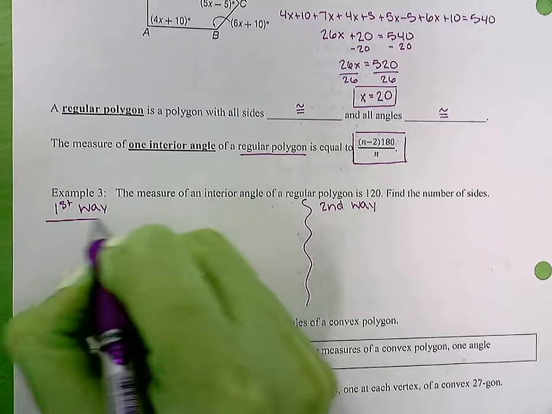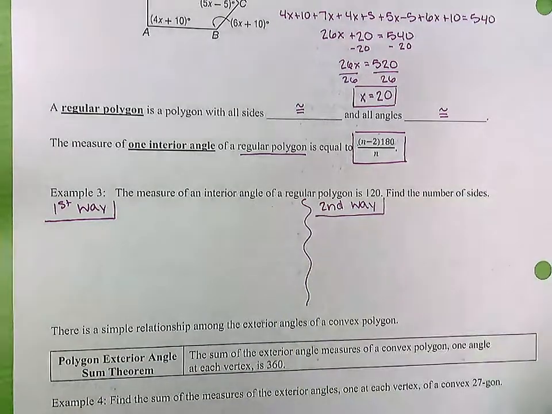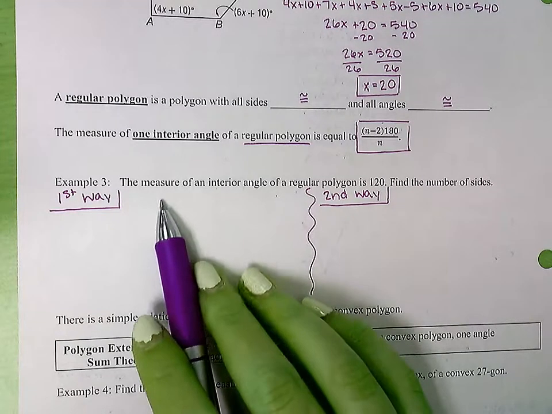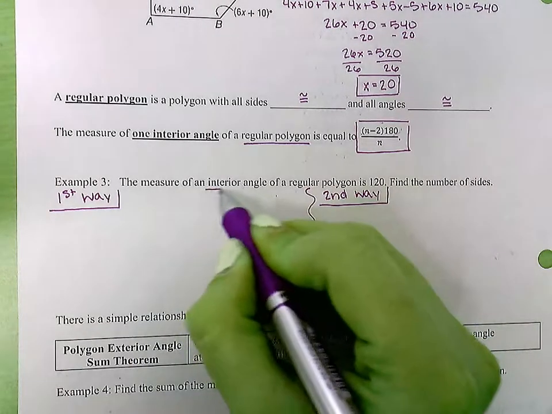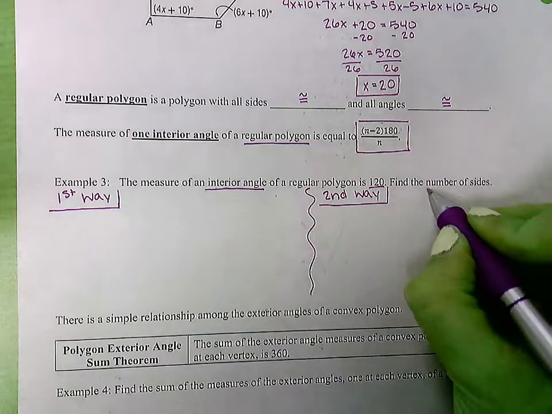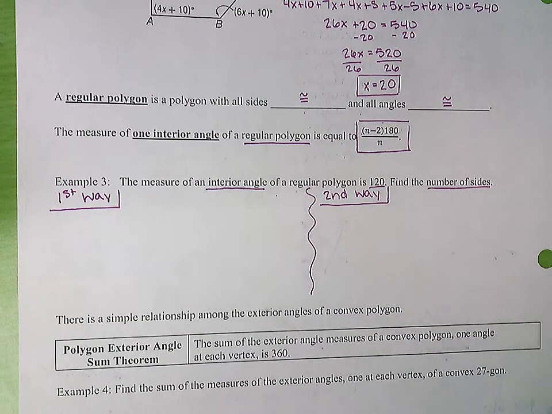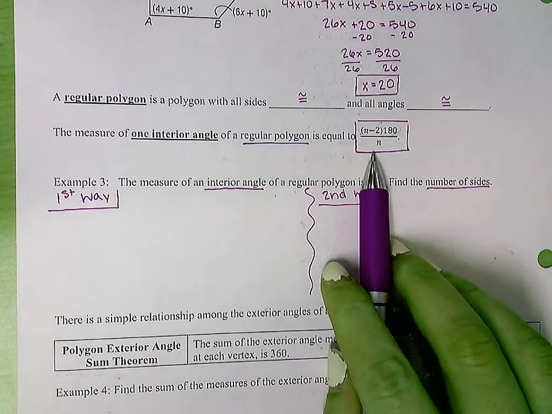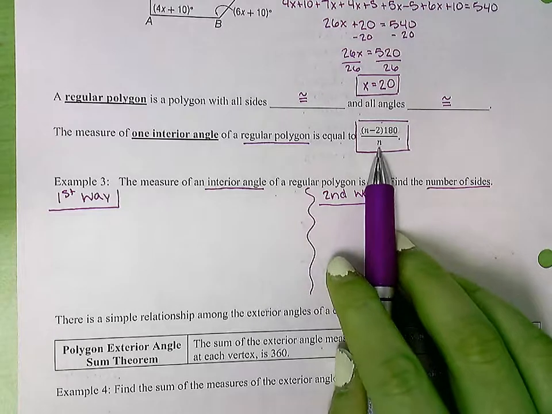And the second way over here. Okay, so in number 3, the measure of an interior angle of a regular polygon is 120. And we want to find the number of sides. So with this, I know how to find one interior angle, but I don't know what n is. Okay, that's your number of sides.